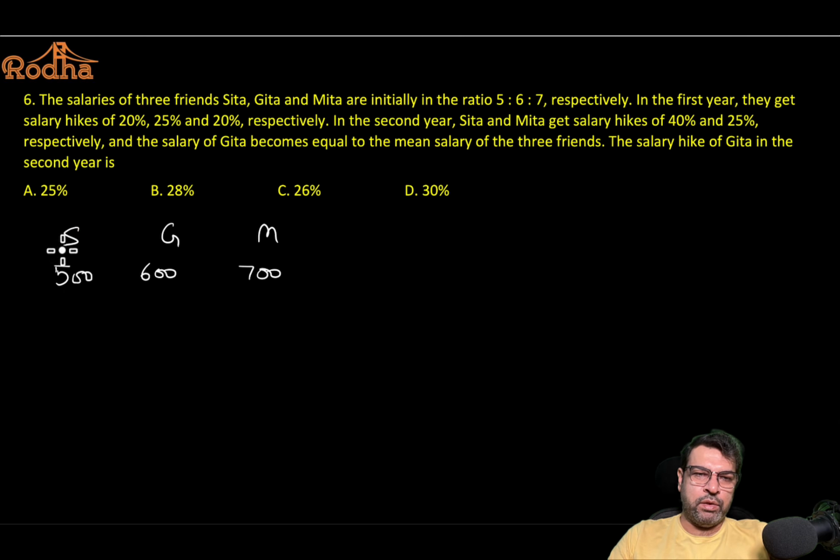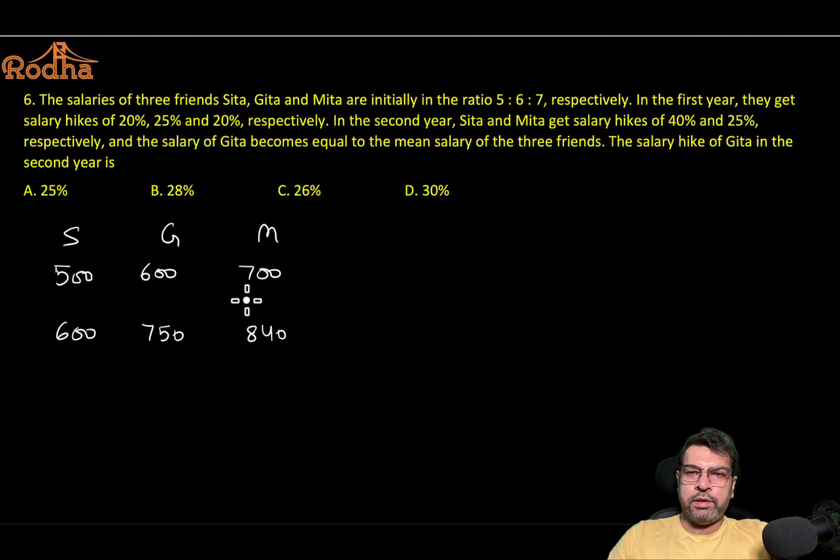20% hike on this, 1 by 5 karenge ya seedhe 1.2 kar sakte. 1.2 times of this, 600. Easy, right? 25% means 1 by 4, so 1 by 4 is 150. Add karenge 750 aa jayega. 20% again, so 1.2 into this, 840 aa jayega. So second year salary aapke paas aa gayi.